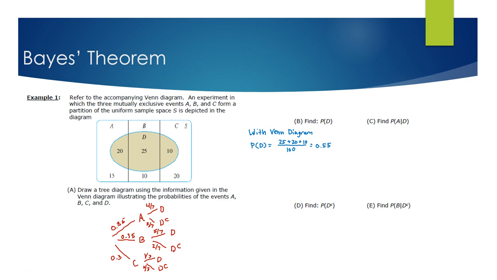If I was using a tree diagram, which is how they come up with the formula for it, I would have the probability of D equaling the probability of D given A plus the probability of D given B plus the probability of D given C. And basically, I would have to do 4/7 of 0.35, 5/7 of 0.35, and 1/3 of 0.3. Add those together, and I would get the 0.55.